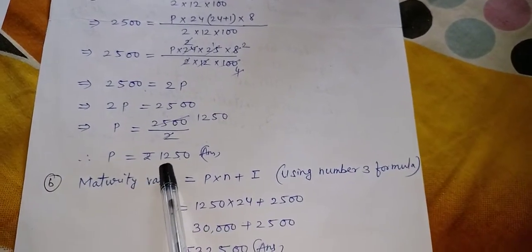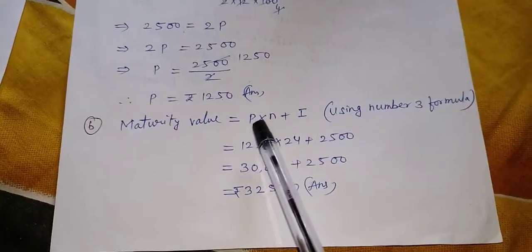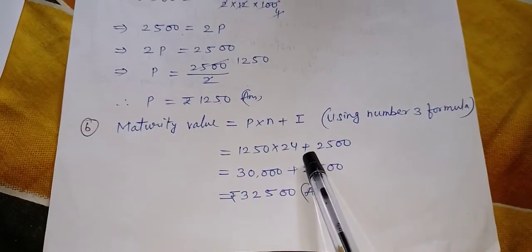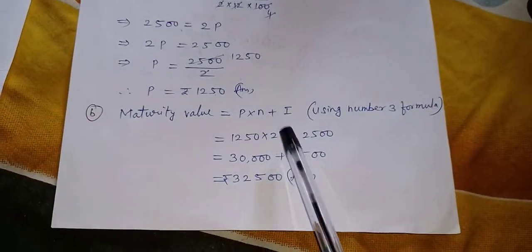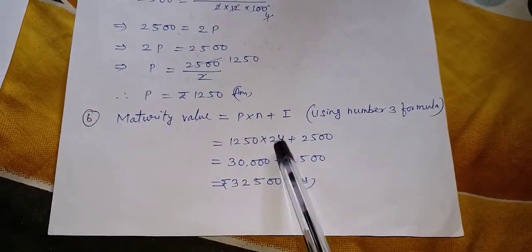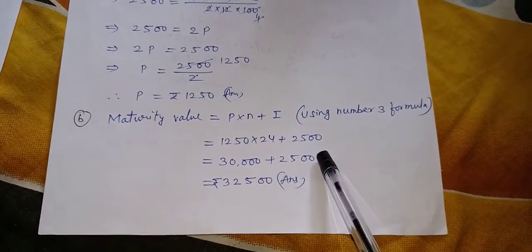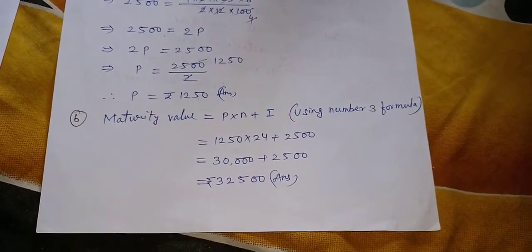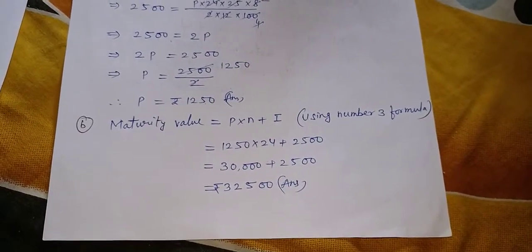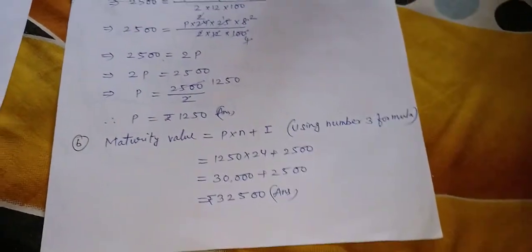So here just now I got P as 1250, into n, which was given previously in the question, that is 24. So 1250 into 24 plus the value of I, which was also given in the question as 2500. So that I am putting here. Now after this multiplication I got 30,000 plus 2500, and if we add it, 32,500 rupees is my maturity value. So children, you can see this question and practice this question. These are very important questions.